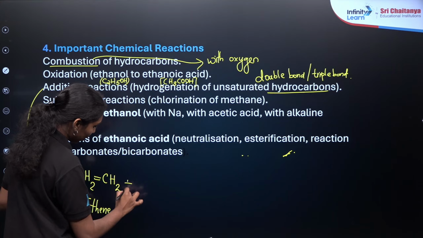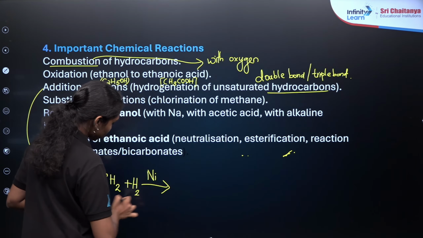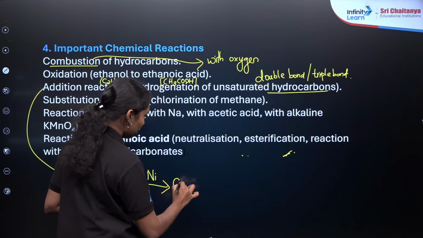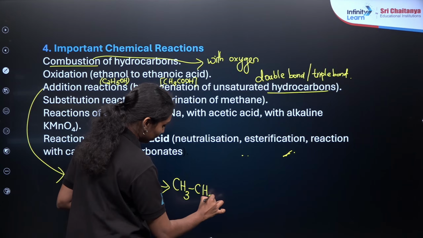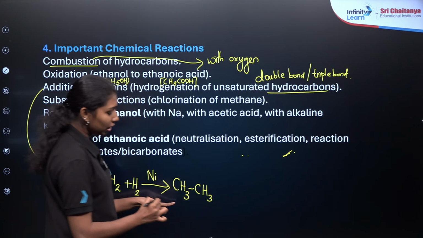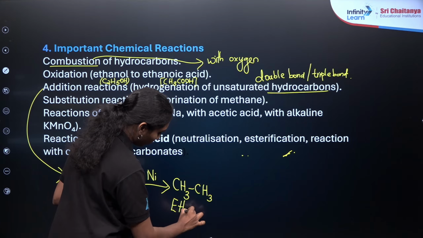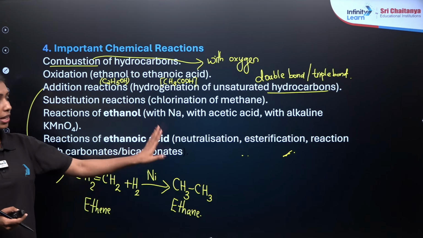So if you are adding hydrogen in the presence of a catalyst like nickel, this is known as the addition reaction. The unsaturated hydrocarbon will form the saturated hydrocarbon ethane, right? A 2 carbon containing compound with only single bonds present, so this is an alkane compound. The name will be ethane. That's about the first reaction given here.